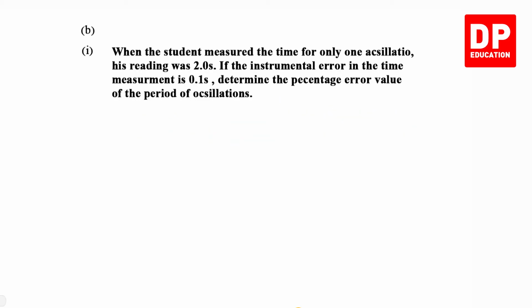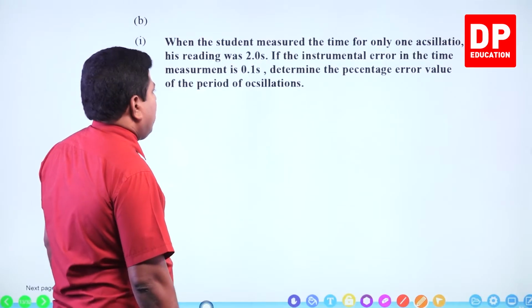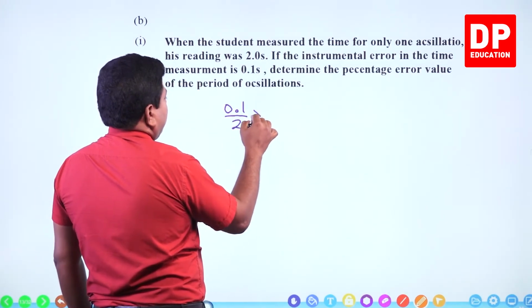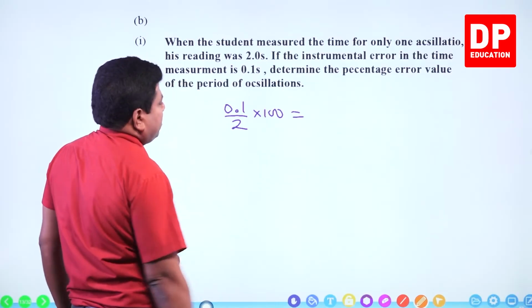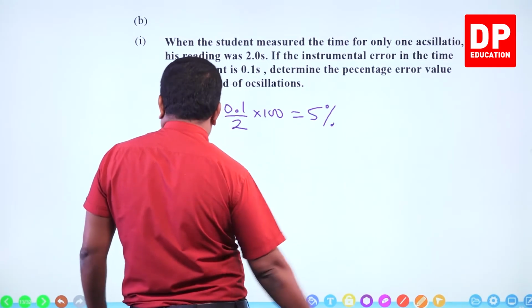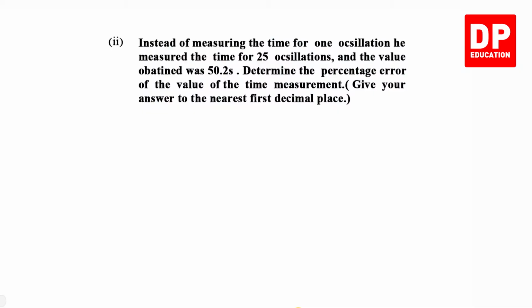When the student measured the time for only one oscillation, his reading was 2 seconds. If the instrumental error in time is 0.1 second, determine the percentage error value of the period of oscillations. 0.1 over 2 into 100. They said percentage error, right? So, it is going to be 10 by 2, 5%. Instead of measuring the time for one oscillation, he measured the time for 25 oscillations and the value obtained was 50.2 seconds. Determine the percentage error of the value of the time measurement.